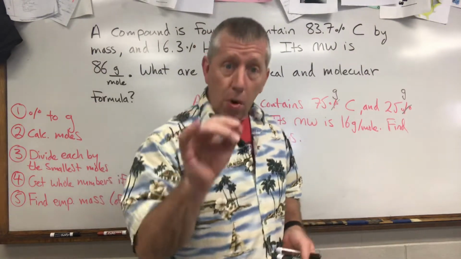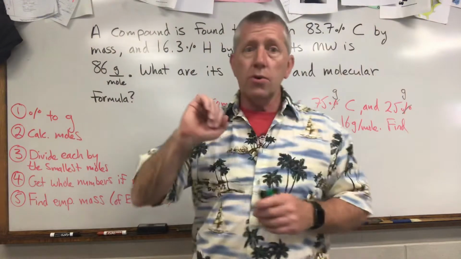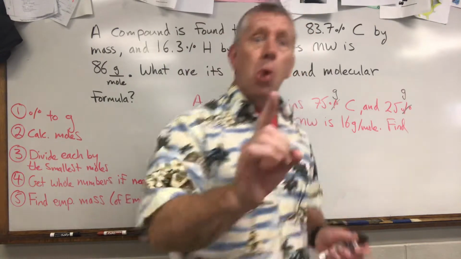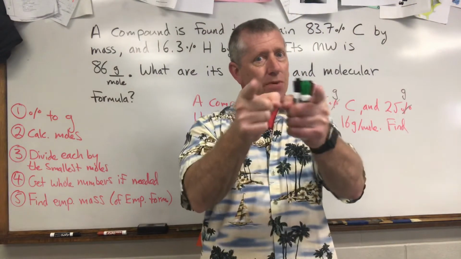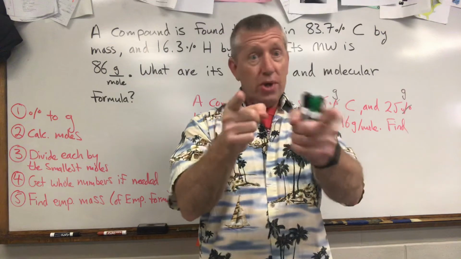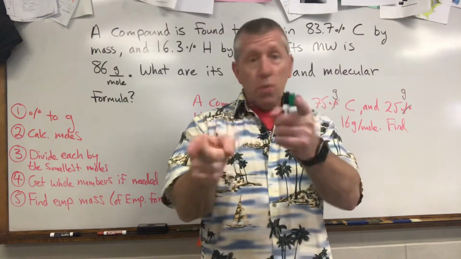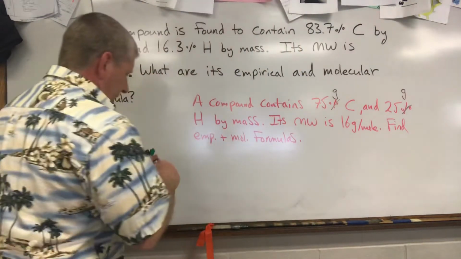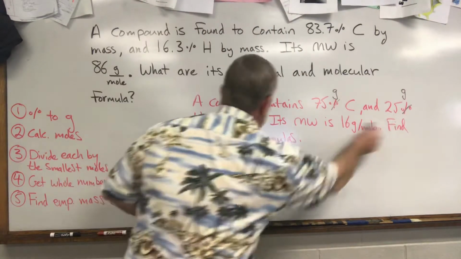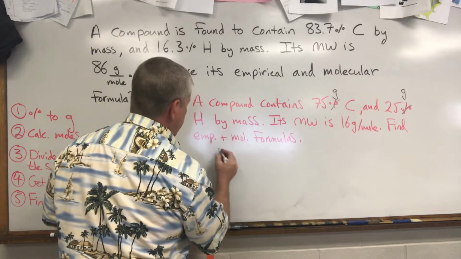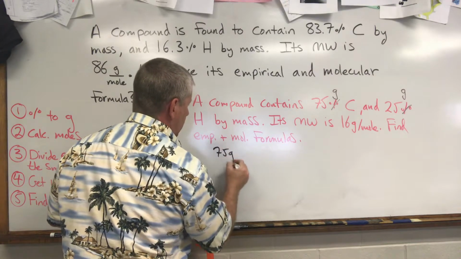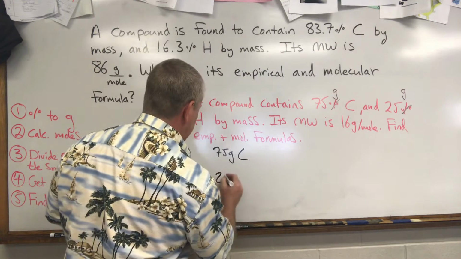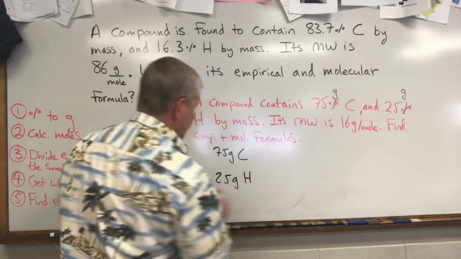So let's figure out the moles, and that's what that means, calculate the moles of each one of the elements in the compound. All right, mole to mass conversion, what we did in the last video. Told you, it never ever goes away. You gotta know how to do it. Okay, carbon and hydrogen. So let's see, 75 grams of carbon, and we have 25 grams of hydrogen.